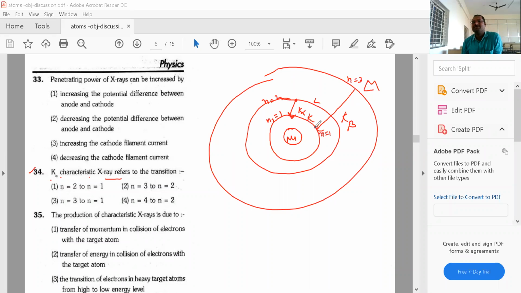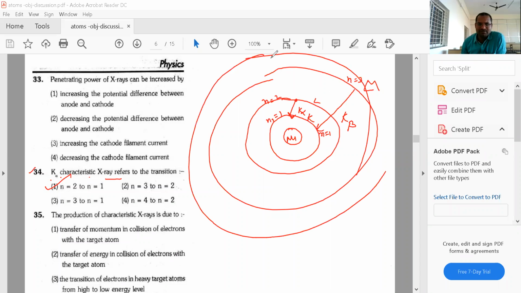Do you know all these things? In chemistry you have studied. So K alpha characteristic X-ray refers to n equal to 2 to n equal to 1. This point is important. If you take the fourth orbit, n equal to 4 to n equal to 1, then it will be called K gamma, like that.